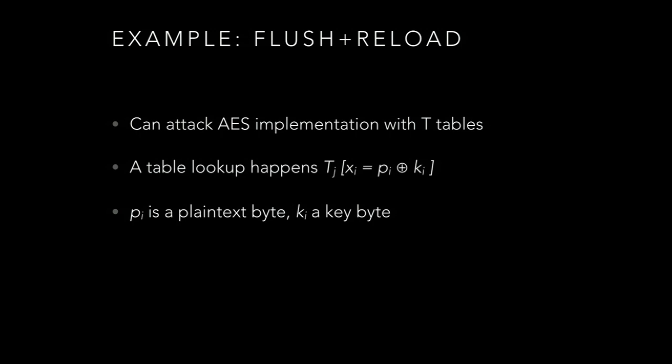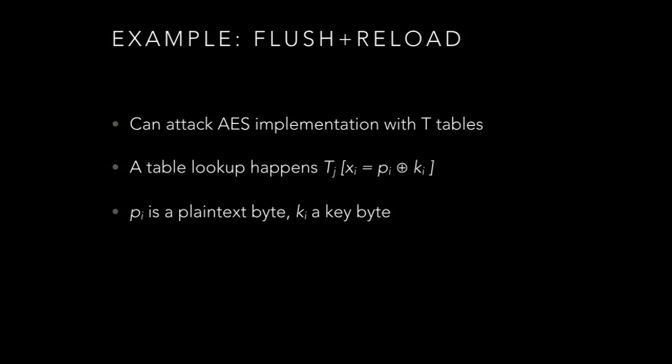So if we know what the plaintext is, which is often the case if we feed the encryptor plaintext that we know, like a known plaintext attack, and we observe where in the table we're seeing these accesses, then by knowing what the plaintext is, we can also figure out which key byte was used to generate that access.